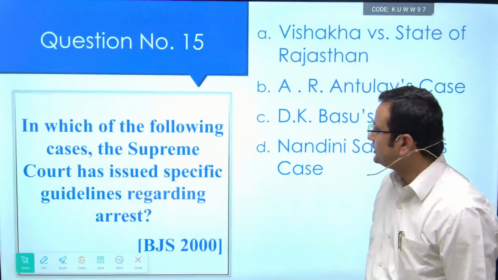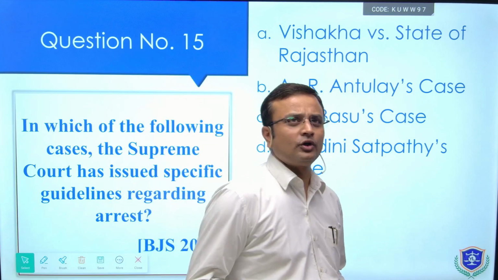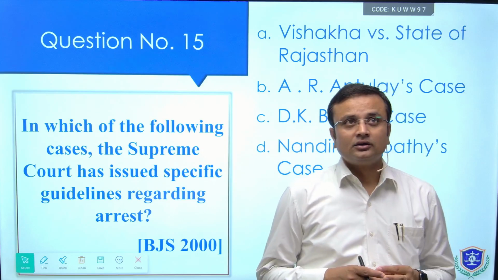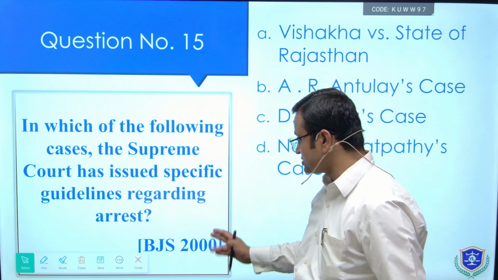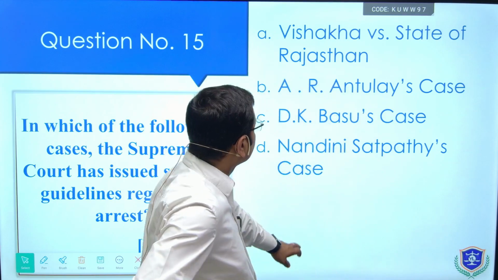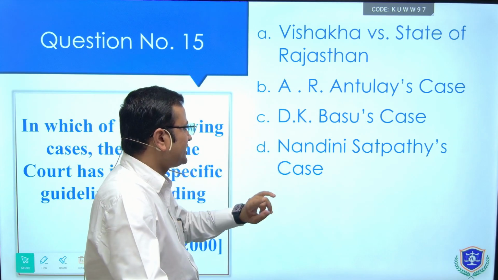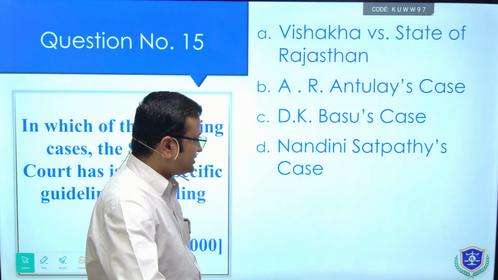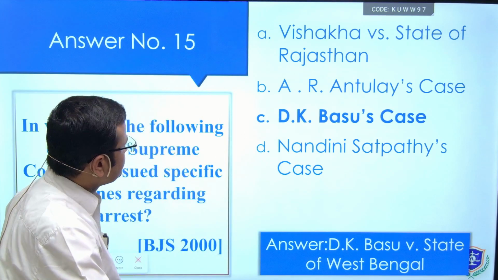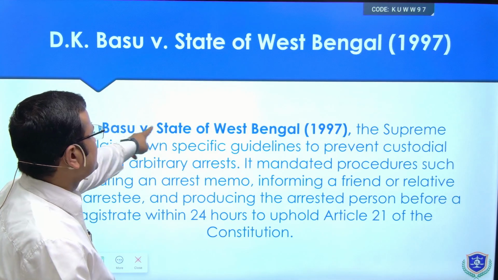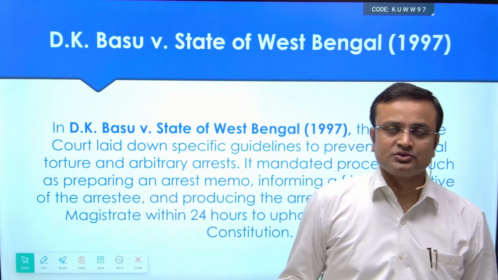Let's see the next question, that is question number 15. It says that in which of the following cases the Supreme Court has issued specific guidelines regarding arrest. Now this question has been asked in Bihar Judiciary in 2000. Let's see. Vishaka versus State of Rajasthan, A.R. Antulay case, D.K. Basu's case, or Nandini Satpathy case. Let's see the correct answer. The correct answer is D.K. Basu's case. The explanation is that in D.K. Basu versus State of West Bengal 1997, the Supreme Court laid down the specific guidelines with respect to arrest.